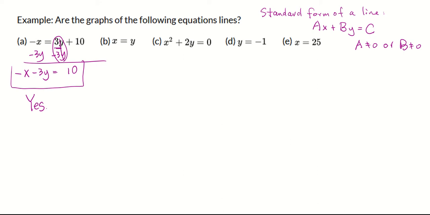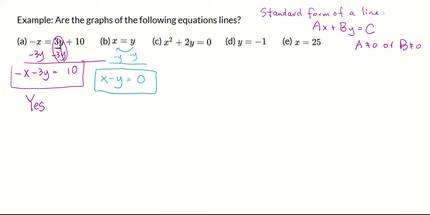x equals y. Right, so can we write this equation in the standard form? Well, we could try, right? Let's move the y to the left side by subtracting y on both sides. Okay, here we'll give you x minus y equals 0.